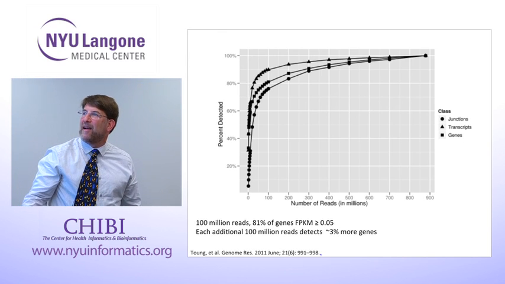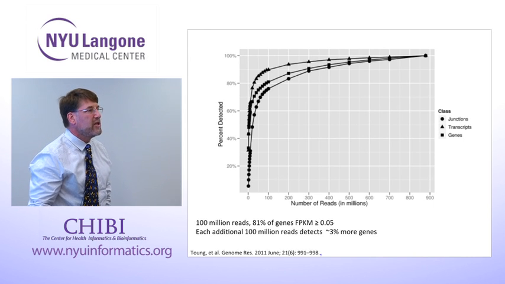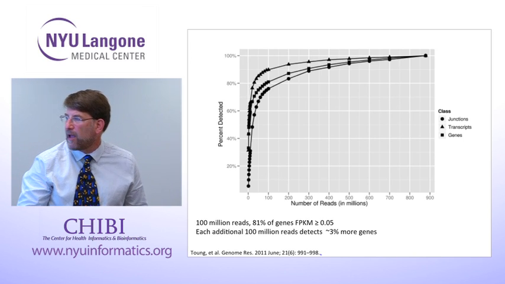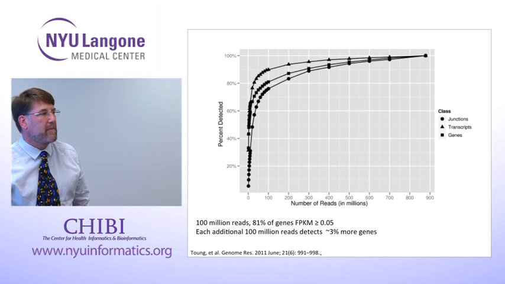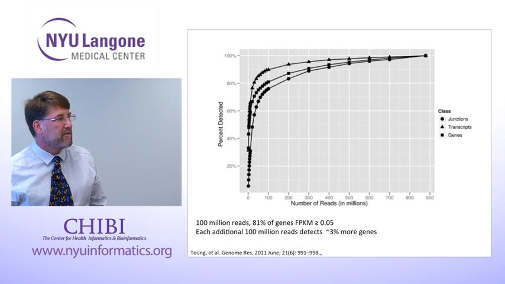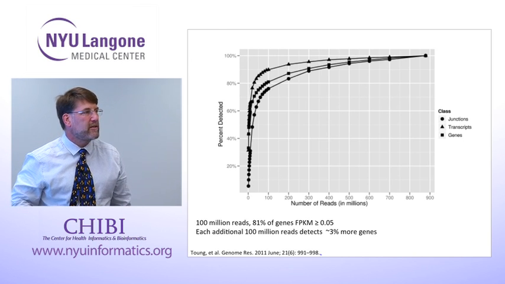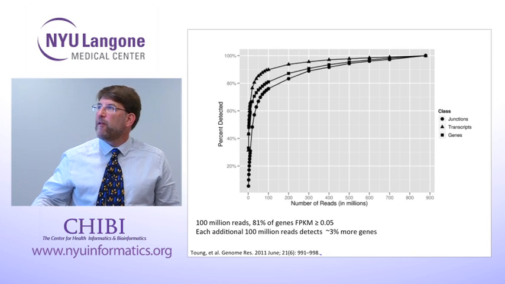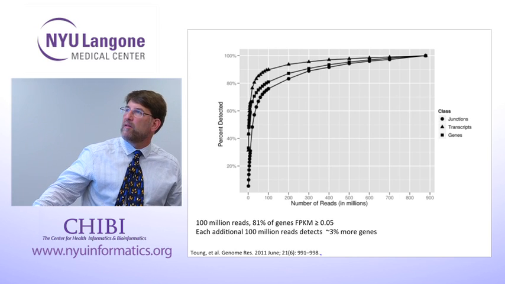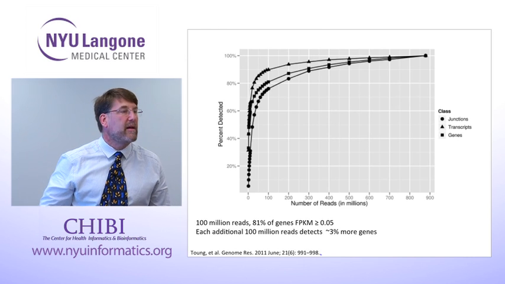Studies have shown that there's definitely a plateau. As you sequence more, you discover fewer new genes. At this point, they used a cutoff called FPKM 0.05, which I will describe in a couple of minutes. But that's a pretty low cutoff, and we actually prefer to have a little bit higher threshold for calling a gene to be detected and whether we can measure differential expression. But in any case, for whatever threshold, the shape is the same. So at 100 million reads, you get 80% of the genes detected that you would detect at 900 million reads.